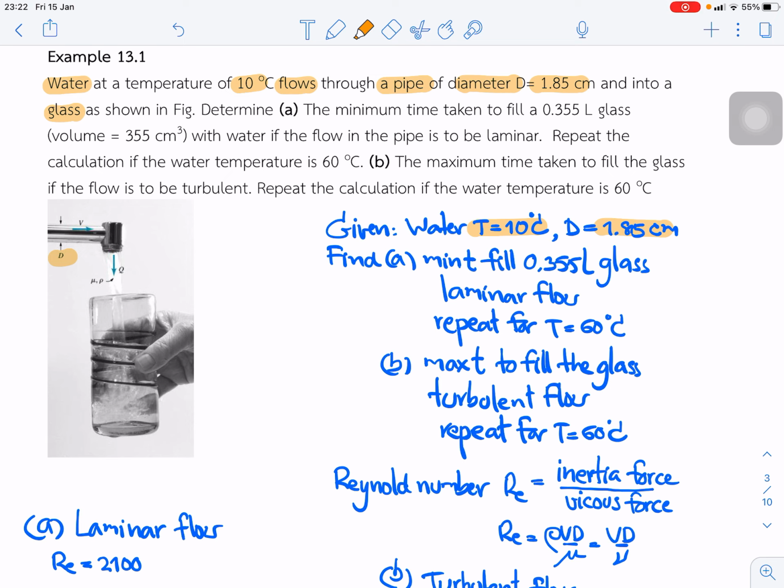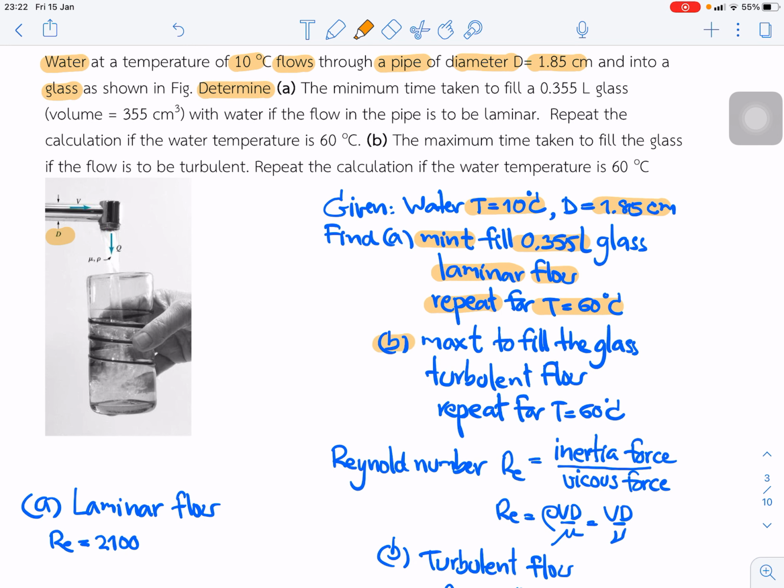And the question is to determine the minimum time to fill the 0.355 liter glass in case of laminar flow. And we have to repeat again if the temperature increased to 60 degrees. So what is the minimum time? And part B is what is the maximum time to fill the glass in case the flow is turbulent flow. And repeat for 60 degrees C.